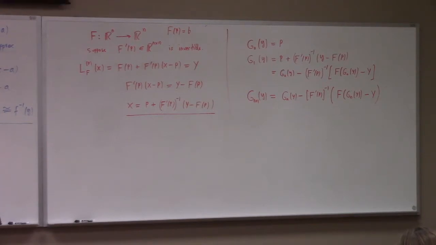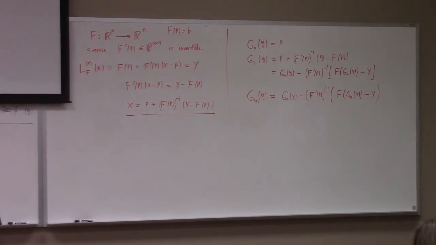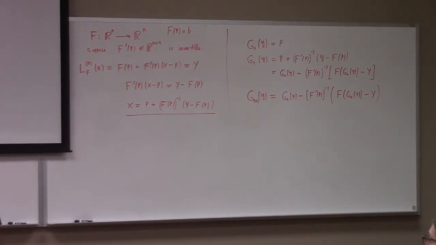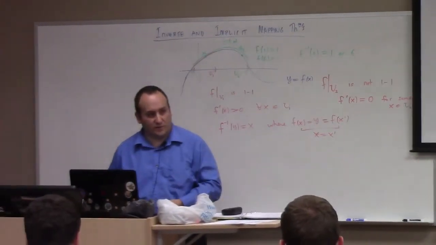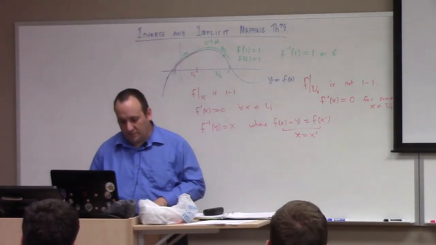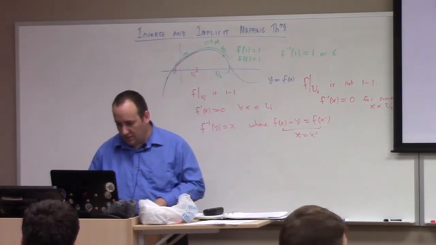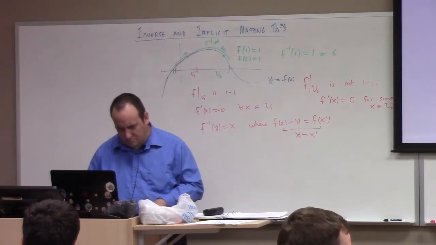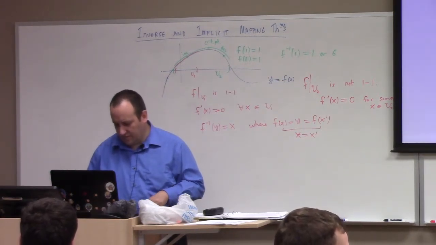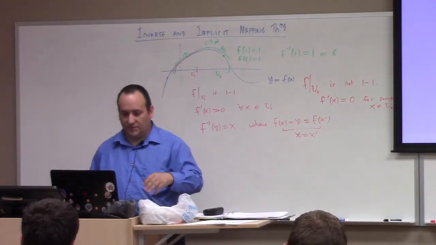I'm not actually expecting you to work through this iteration for even one example. It is hopelessly technical. But it's important to go through this because it's actually the basis for the proof of the theorem. The lowest order part of the proof is just what I said. You linearize the problem and you solve for x as a function of y, and that gives you the inverse function.